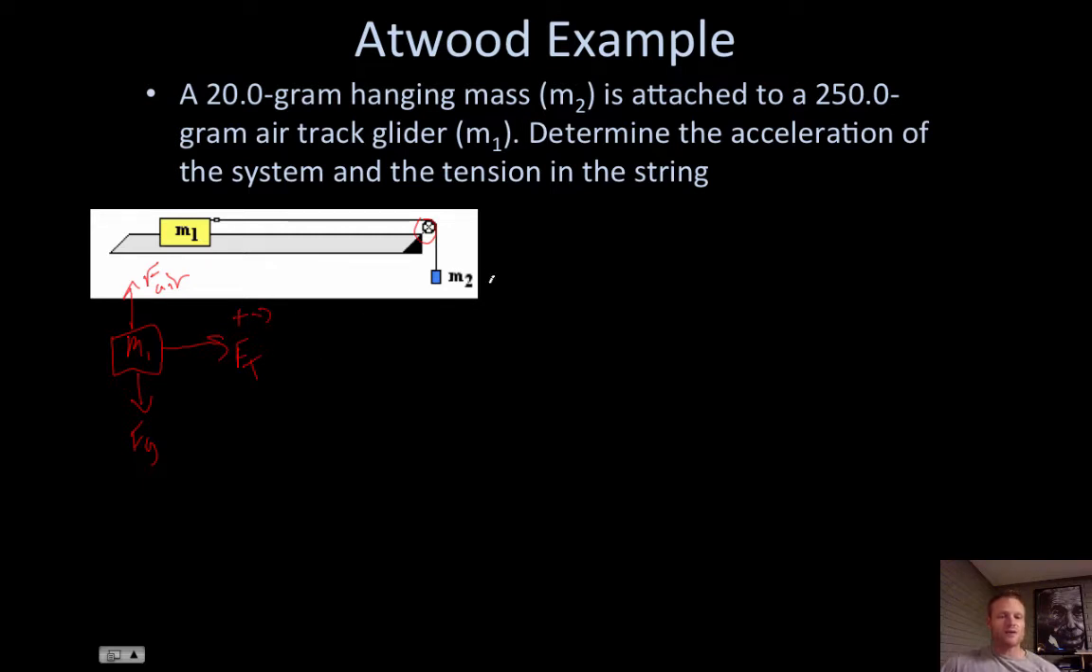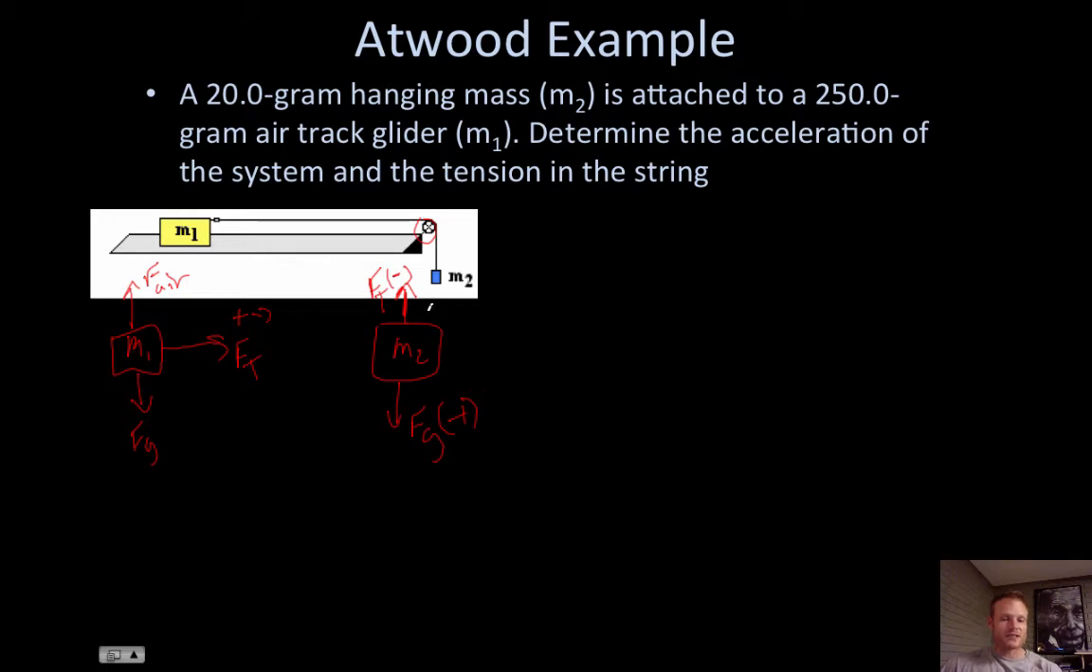What about M2? Well, M2 is going to have, as always, the force of gravity. And then this rope is going to provide some tensional force, F sub t. Now, this block, M2, must be making M1 move. So I'm going to call the force of gravity positive and the tensional force negative.